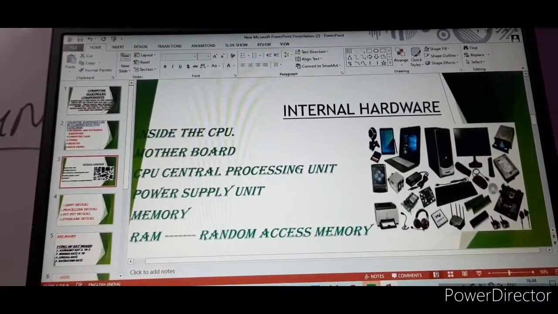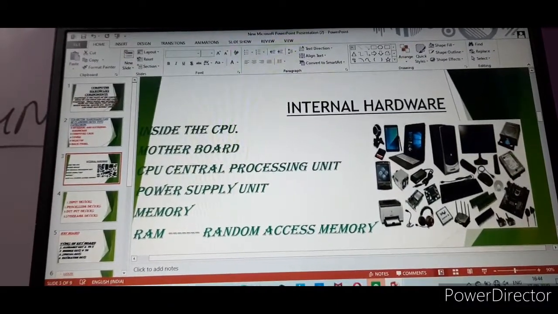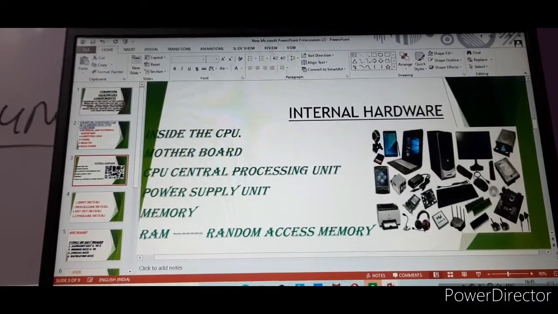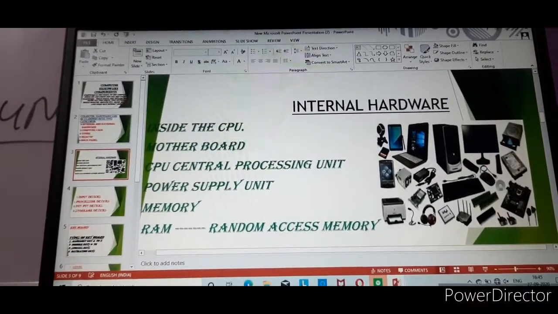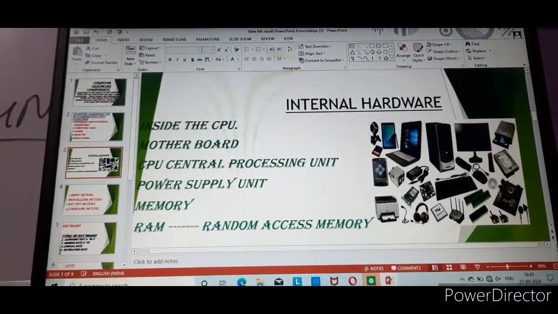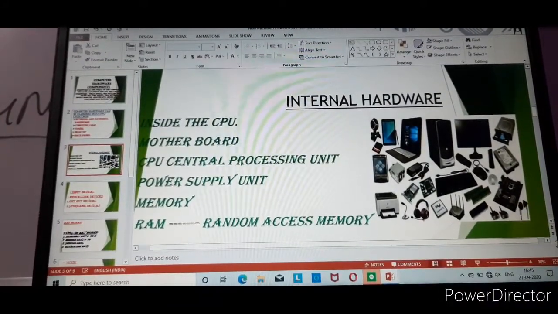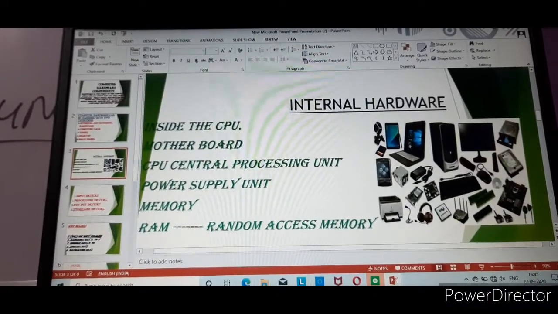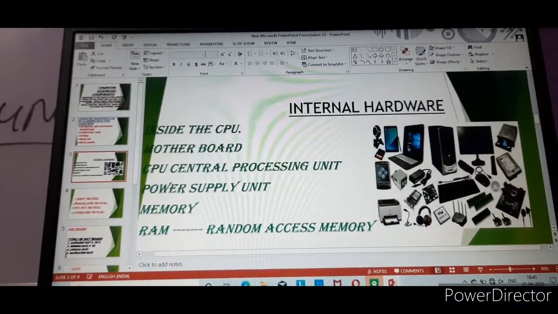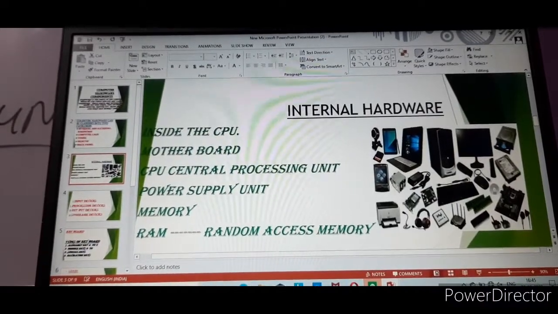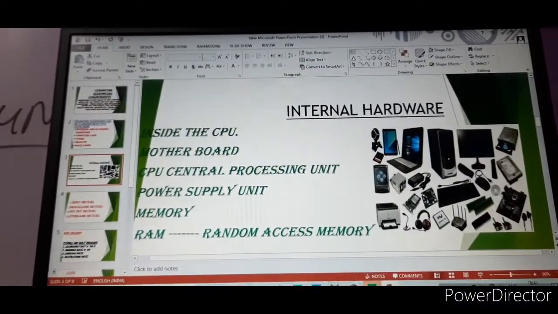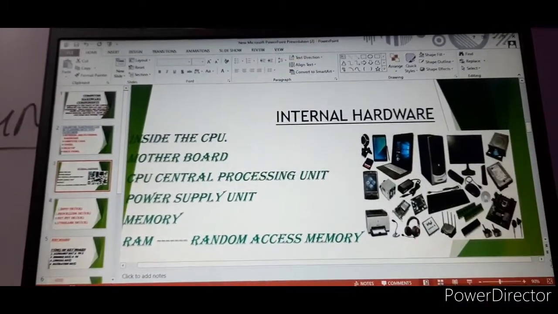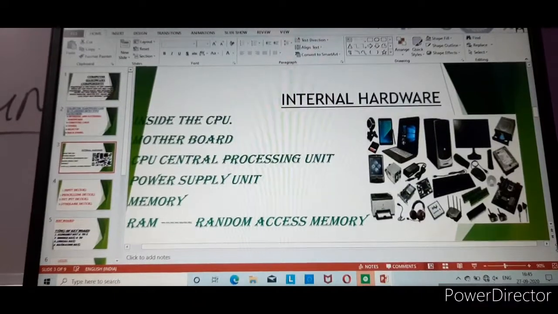Then we will study the CPU, the central processing unit. The CPU is the brain of the computer. It processes the data and produces the result, after all the processing takes place in the computer. Next is the power supply unit. Without it we cannot start the computer. All the parts of a computer require electricity in order to operate, and the part that provides this electricity is called the power supply unit.